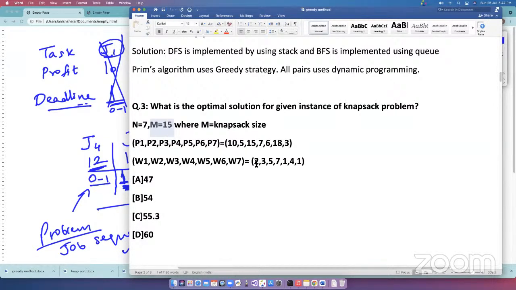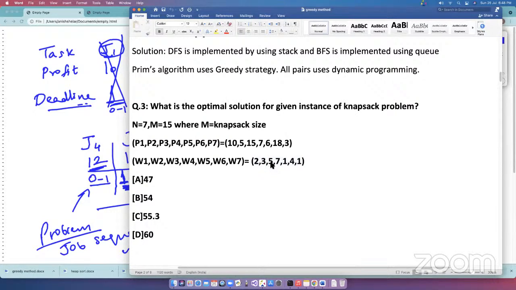Now it's so visible here. If you are too greedy, and you say I will add all 7 objects in my empty knapsack, then look at the weight you are adding: 2 kg plus 3 kg plus 5 kg plus 7 kg plus 1 kg plus 4 kg plus 1 kg, and this will surely be more than 15. You just check. 15 is the limit. So you can't fill all objects. Definitely, you can't be so greedy.